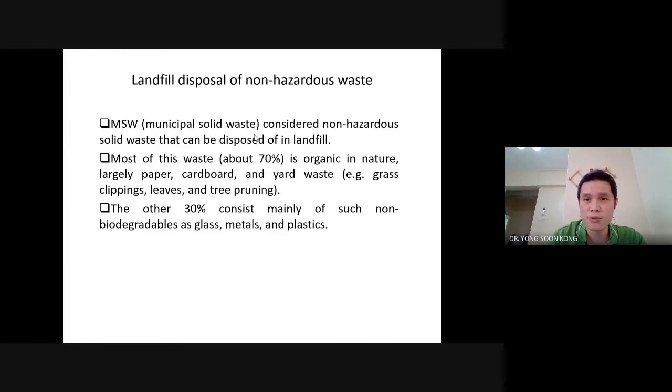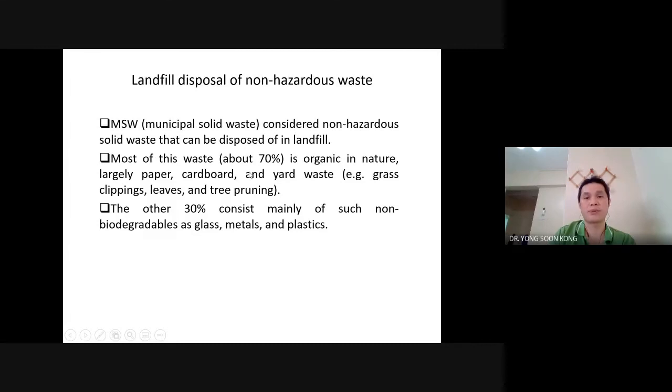So, landfill disposal of non-hazardous waste. What we call non-hazardous is relatively not hazardous. You cannot say that municipal solid waste is not hazardous. It is hazardous, but relatively non-hazardous compared to those scheduled wastes. So what do we do? First of all, you need to know what municipal solid waste is.